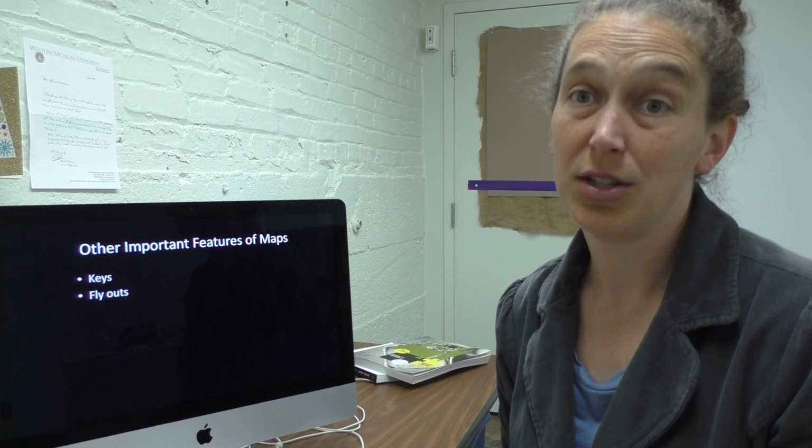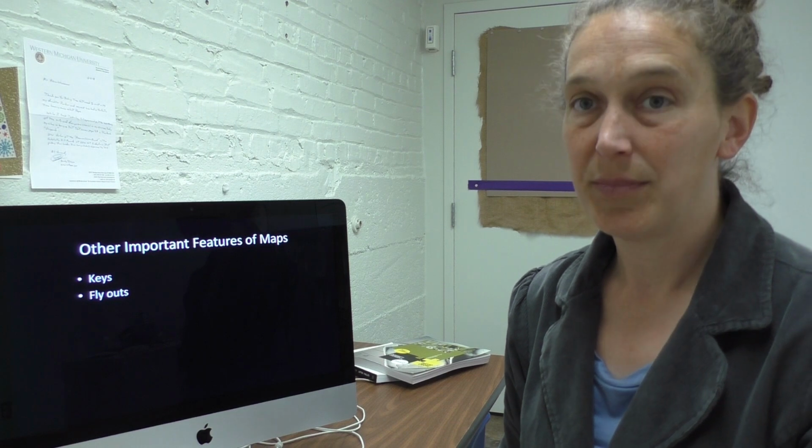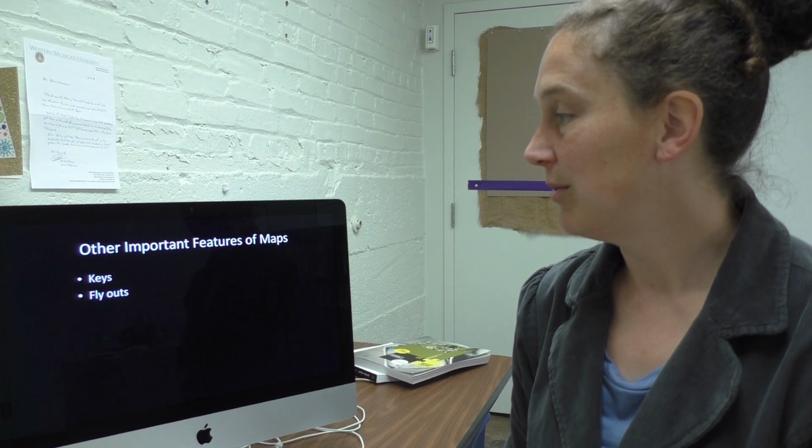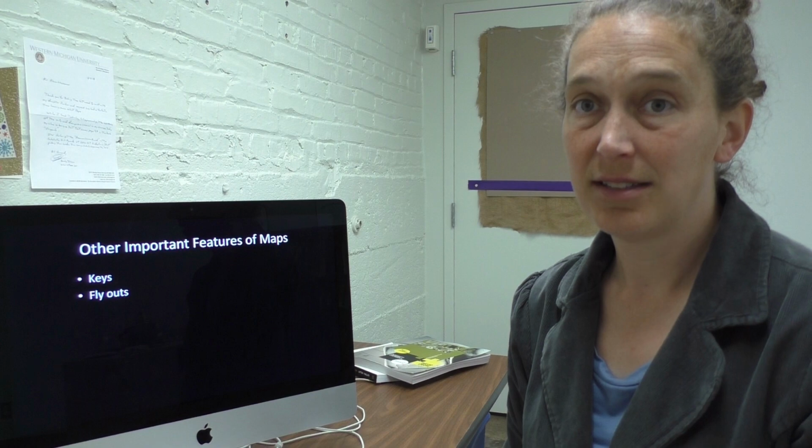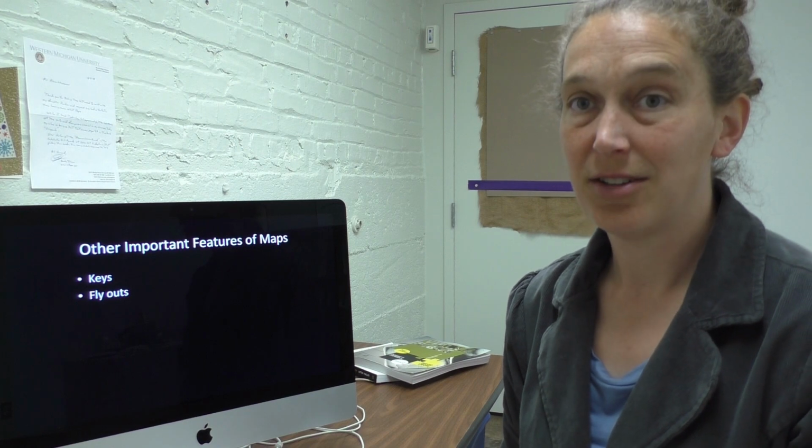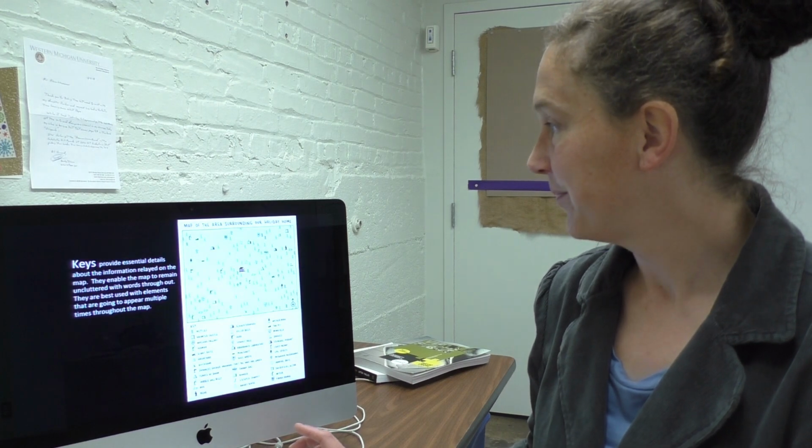And then the other thing that I like to talk about, because this can be really useful in your map, is what other features will take place on maps. So one thing is keys, and then another thing is flyouts, and I'll show some examples of that right now.